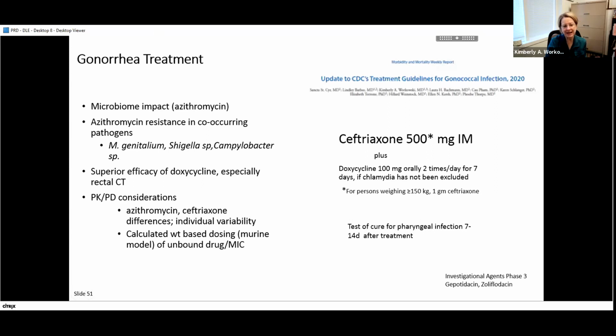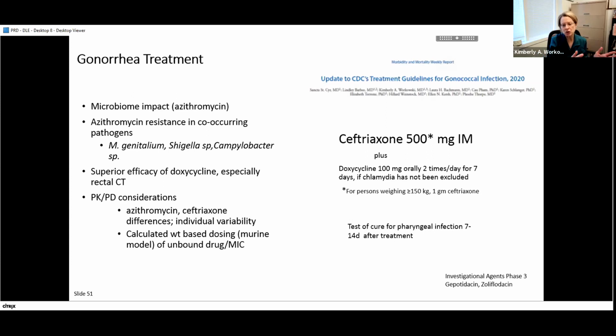Most of the time, we're getting a combined nucleic acid amplification test, both for chlamydia and gonorrhea. So if you get both and your test for chlamydia is negative, you really just need to give ceftriaxone 500 mg, or a gram in people that are over 150 kilos. The other thing that was added, because most of where we think this antimicrobial resistance is taking place is the pharynx, is recommending a test of cure 7 to 14 days after treatment.